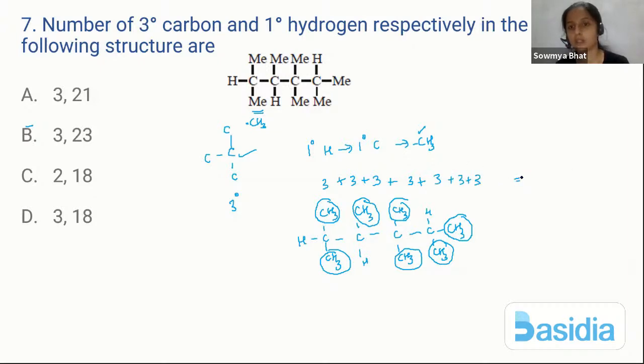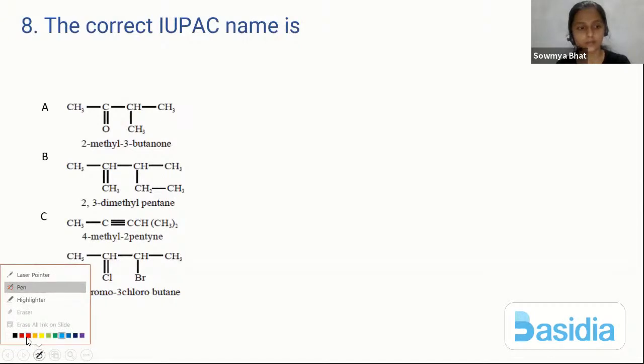So that will be 21. Now just select the option which has 21 number of hydrogens. So option A would be the right answer. But you can see the tertiary carbon is a carbon which is attached to 3 carbon atoms. So this is one tertiary. This is again one tertiary. This is again one tertiary. So there are 3, which is already written. Let's move on to the next question.